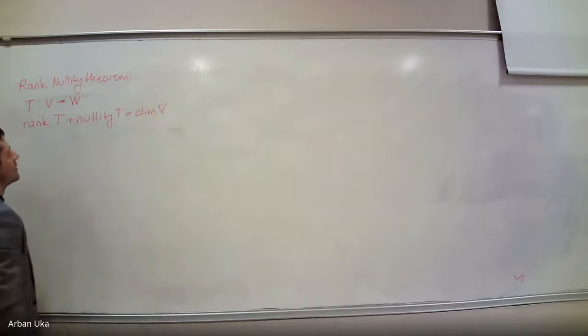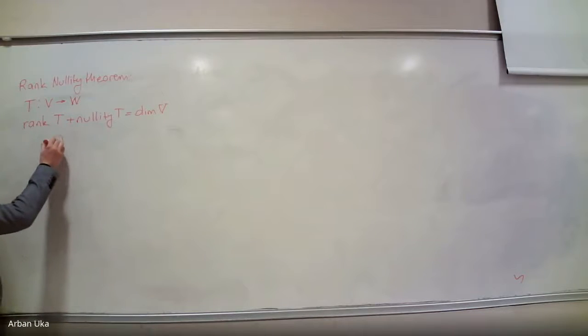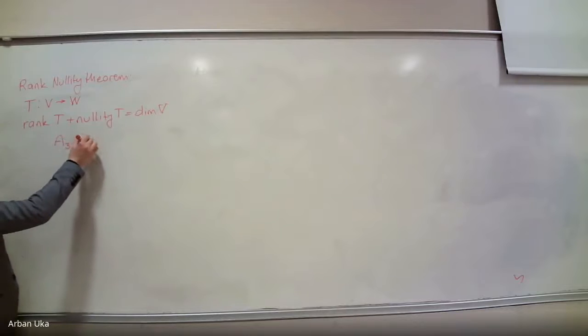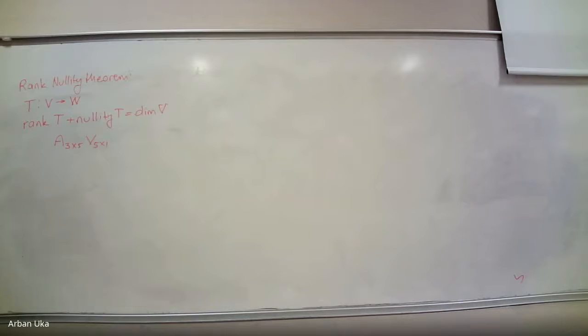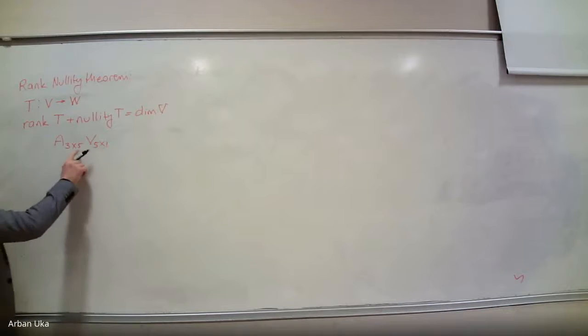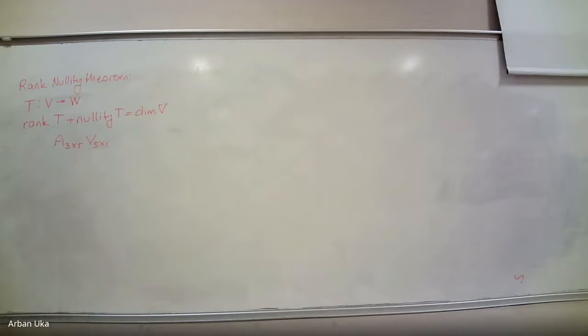is equal to the dimension of V, okay? As a reminder, if we are confused here, we can always look at this 3 by 5 matrix times a vector V, which is 5 by 1. So the dimension of V is in fact the number of columns of A, where A is the matrix representation of the respective linear transformation.